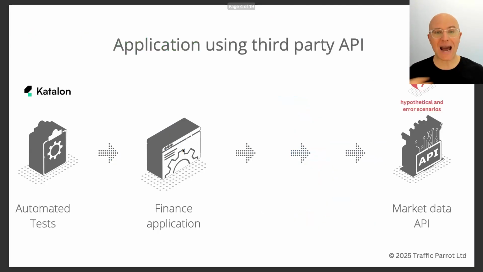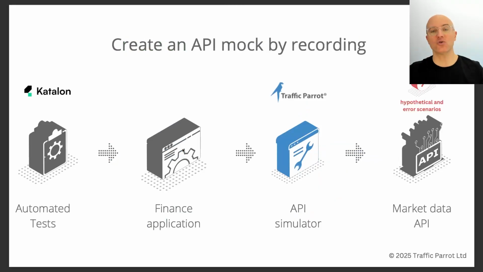Okay, so how would that look like in our case, and how can we apply that? What we can do is create those API simulators inside Traffic Parrot by using the recording feature of Traffic Parrot, and there's other ways to create those simulators and mocks in Traffic Parrot, not just by recording. You can import, for example, OpenAPI specifications, Swagger specifications, etc. There's a number of ways you can create these API simulators. However, in this example, we'll create them by using the recording functionality of Traffic Parrot.